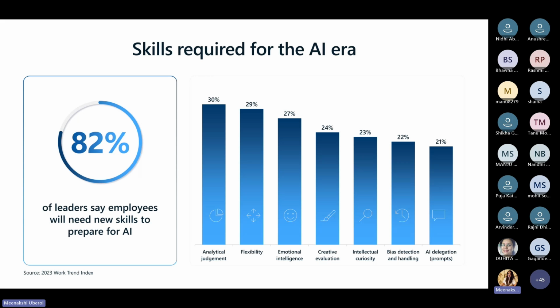Secondly, flexibility. What do we mean by flexibility? Emotional intelligence. My God, that's one of the most underrated ones. And our next webinar is going to focus on emotional intelligence. Number four is creative evaluation, not creativity, but creative evaluation. Next one is intellectual curiosity. Wow, that is something to think about. Bias detection and handling. No way. None of us actually engage in that, I'm pretty confident. AI delegation or prompts. So those are the kind of skills that we are looking at.